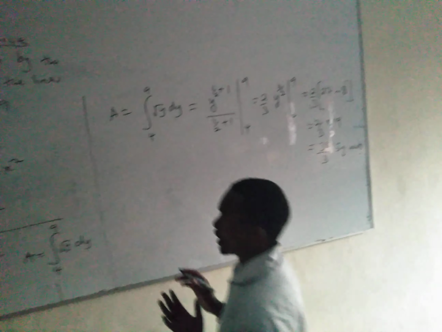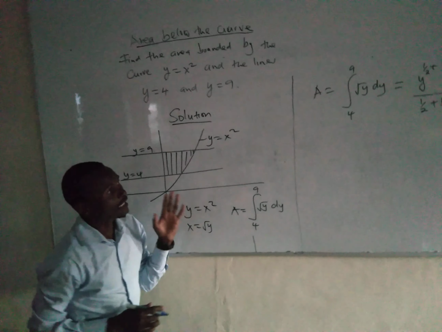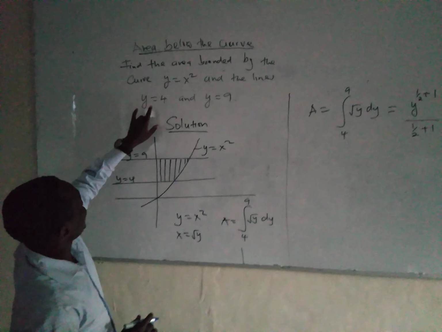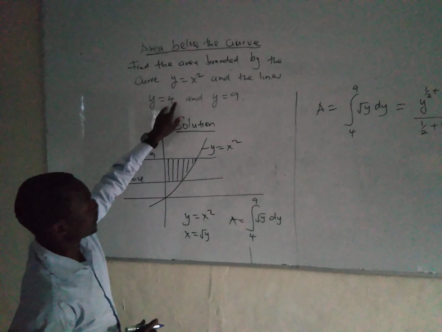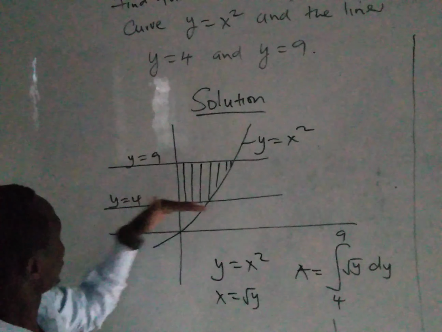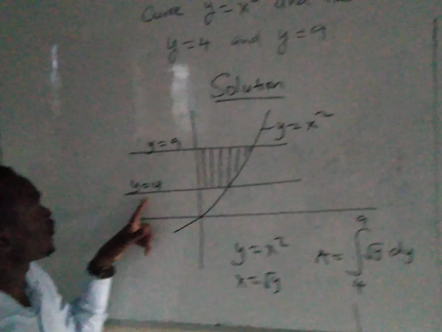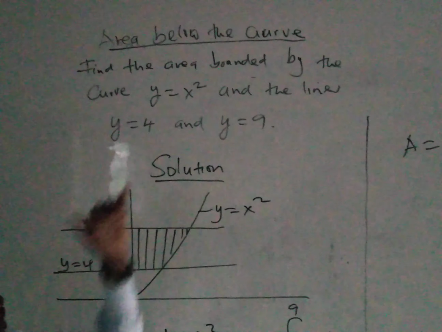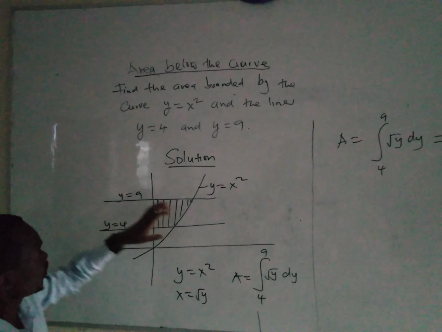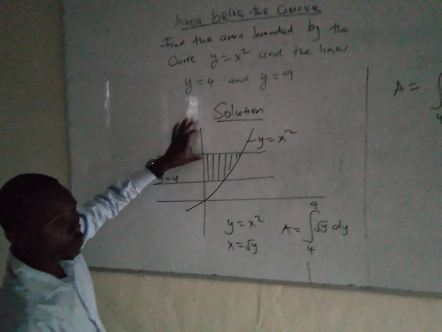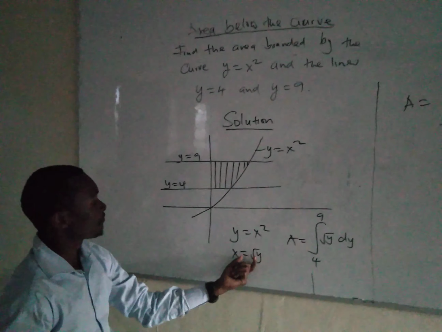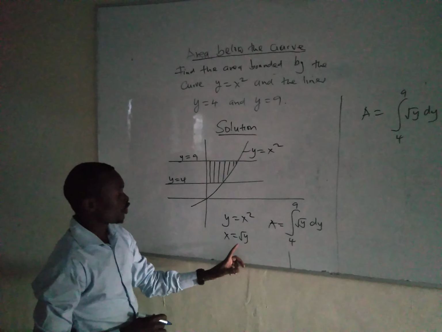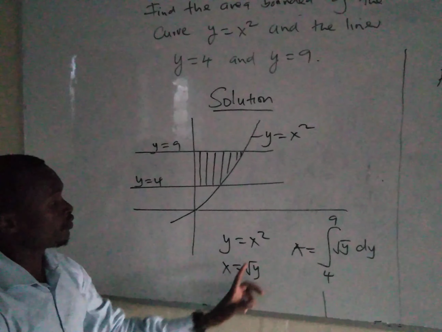Okay? So let me make some illustrations here. The first thing, when you have a question that has lines y equals something, those are horizontal lines. Okay? Here we have y equals 4 and y equals 9. But now, the curve y equals x squared is this one. So we are taking the change along the y-axis. So then you have to do something to this y equals x squared. You alter it so that you have x equals square root of y.